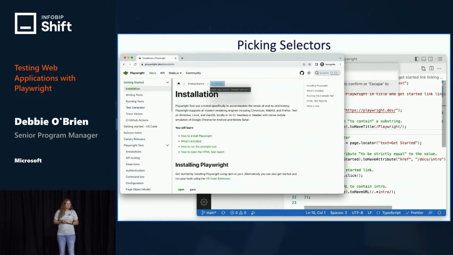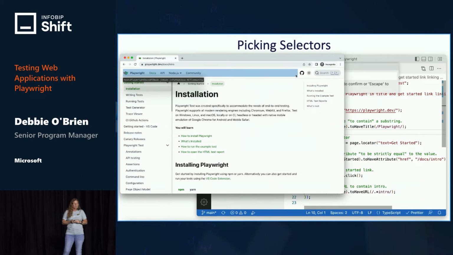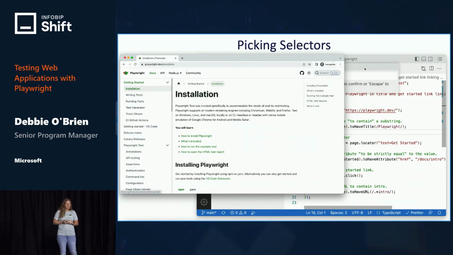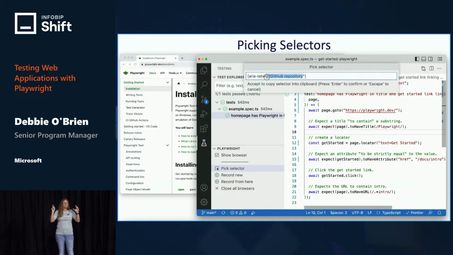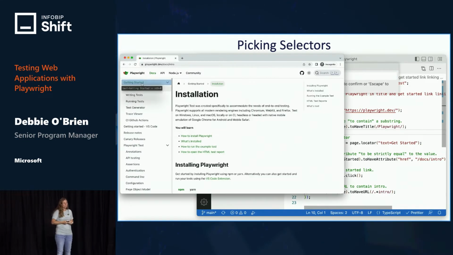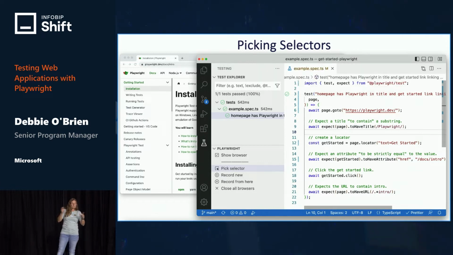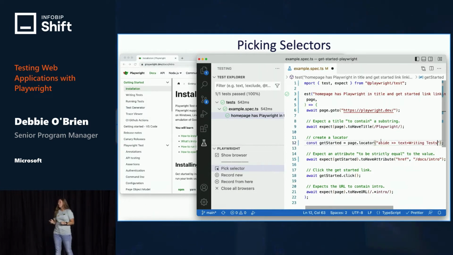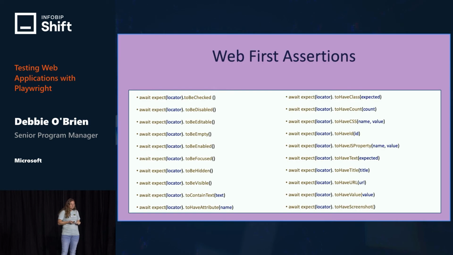So, for example, the area label, the span, up here, the GitHub area label, I can click on that. Now it's inside this box in VS Code, and now I have access to it. If I press enter, it's going to copy it to my clipboard, or I can go back and say, no, let's have a look. This is a lovely one, an aside, followed by the text, writing tests. So writing tests inside the aside. That's a great selector. I can copy that then and put it into my code, and then continue writing my tests. So that's nice and fun.